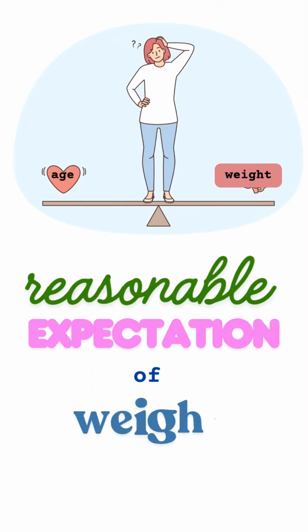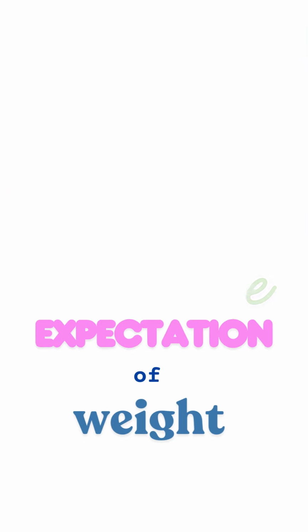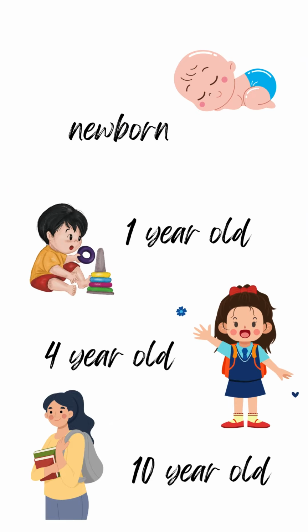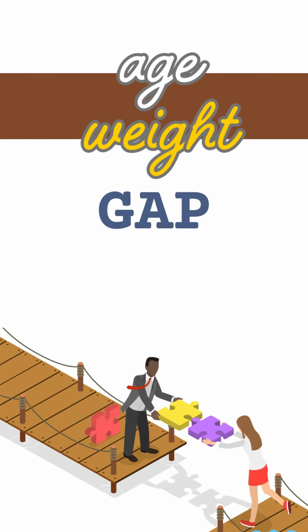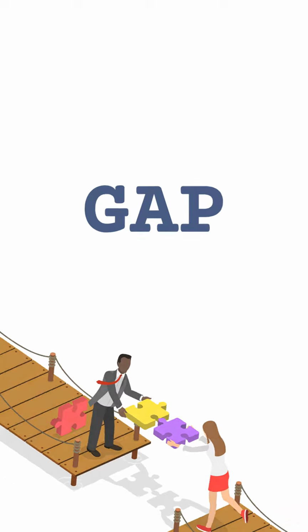To avoid this, we need to have a reasonable expectation of weight based on age. What does the average newborn look like versus a 1-year-old, a 4-year-old, or a 10-year-old? Have a general idea of the weight for pediatric patients at landmark ages. If the age and expected weight gap varies significantly, it is worth investigating and verifying prior to dosing.